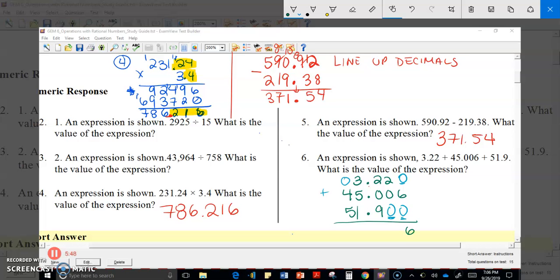6, 2 plus 9 is 11. Carry the 1. 1 plus 3 is 4 plus 5 is 9 plus 1 is 10. 1 plus 4 is 5 plus 5 is 10. And that is our sum: 100.126. Pause the video. Write down what you need to. Remember, this is helping you with the study guide. This is not the test itself.